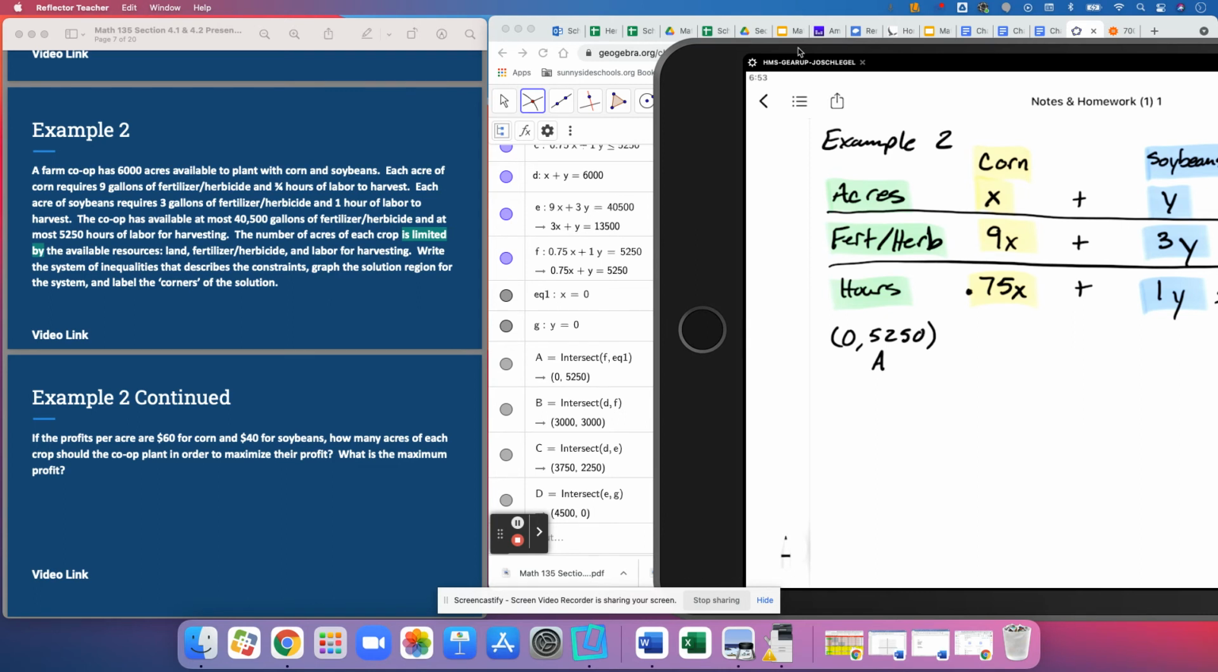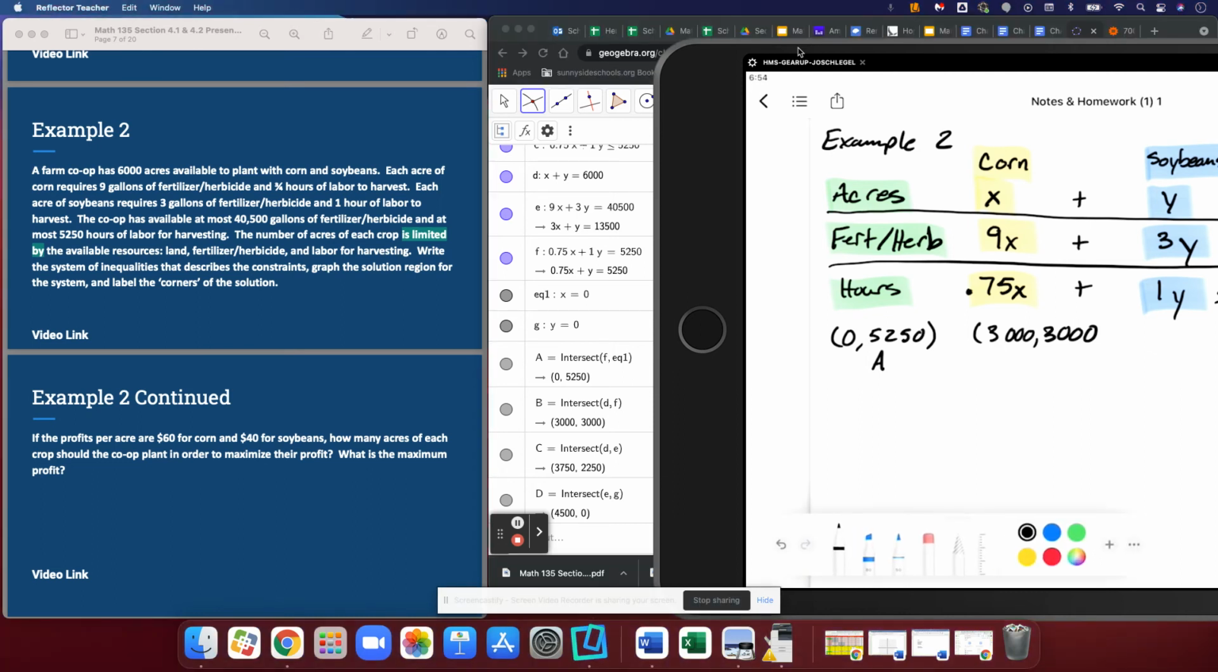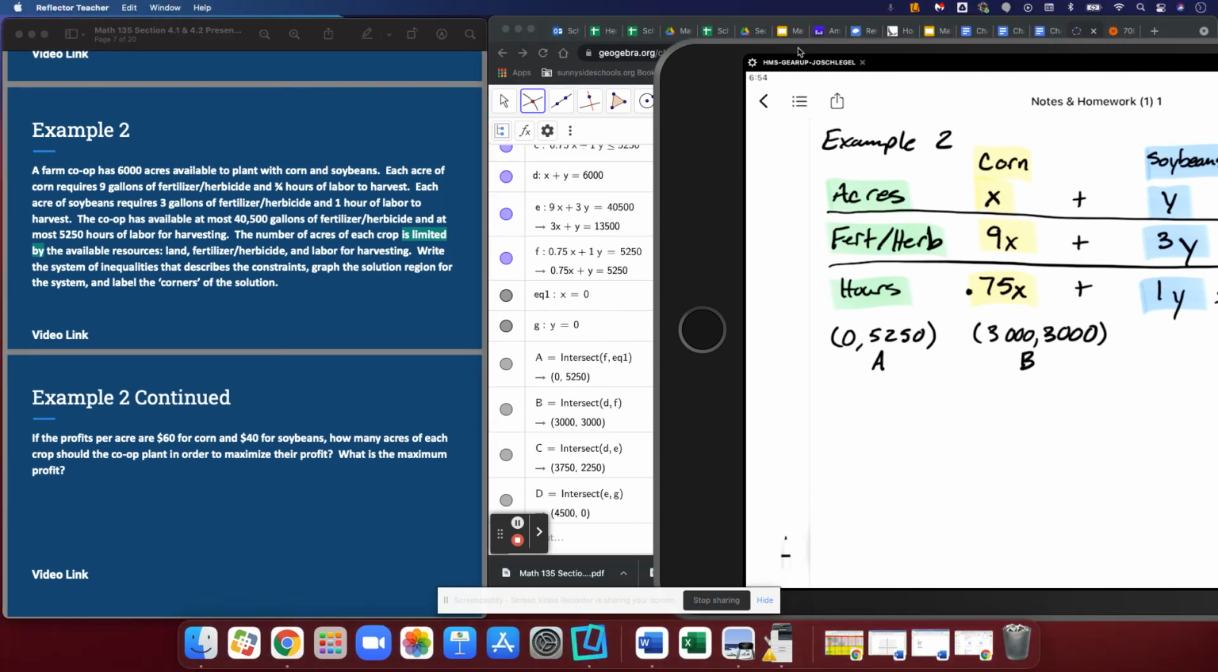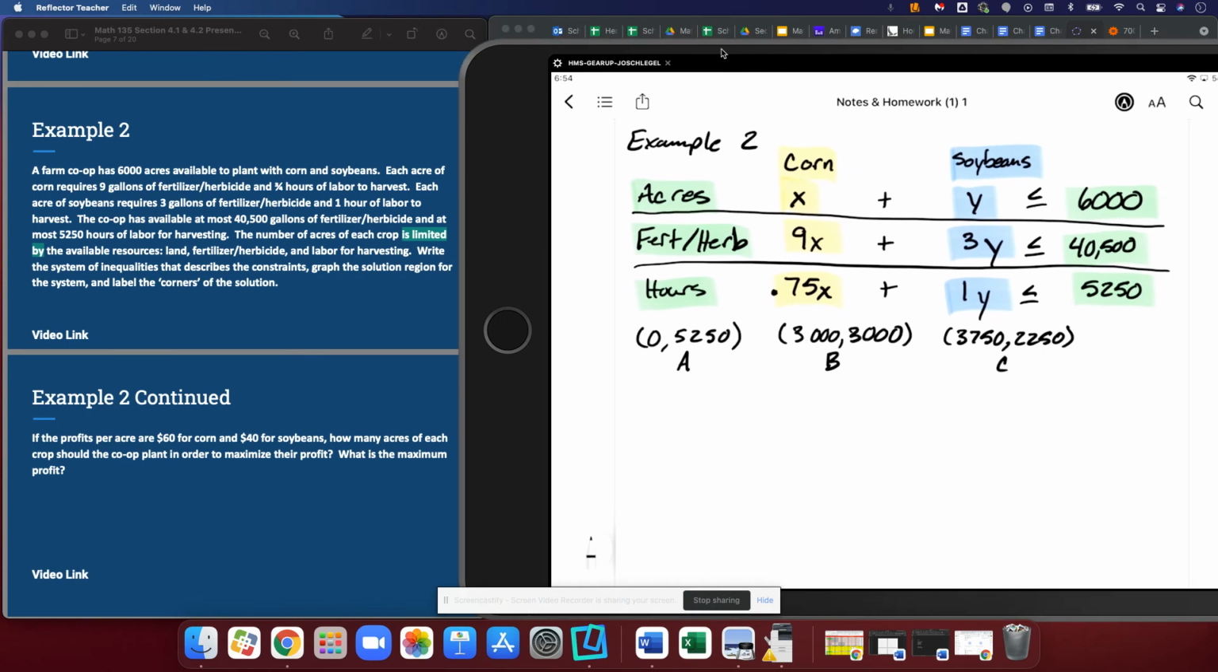Option B is 3,000 and 3,000. I'm going to erase that comma really quick so it doesn't get confusing on us. So 3,000 and 3,000 is option B. Option C is 3,750 and 2,250. And I know it's difficult to see on my iPad. We got 4,500 and 0 is our last one.